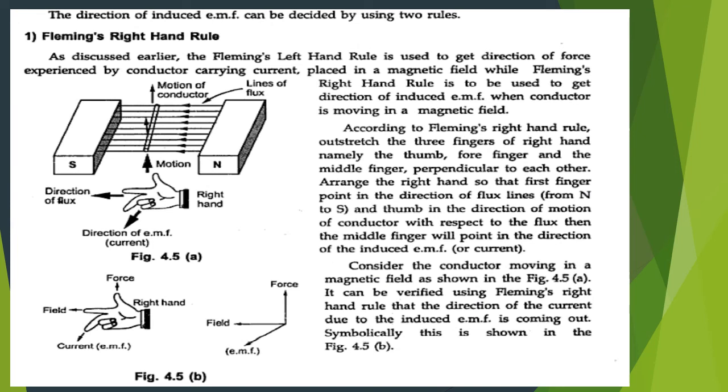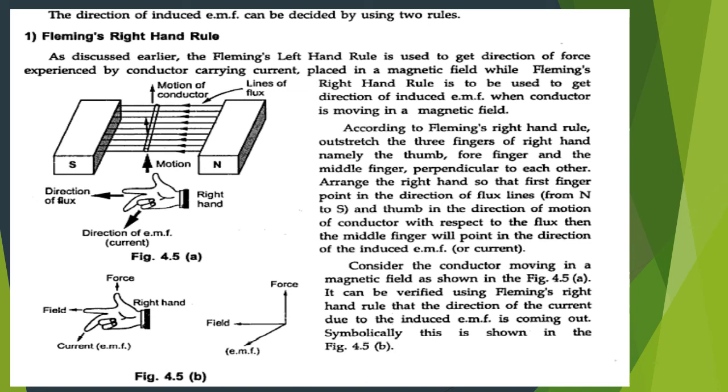After talking about the magnitude of induced EMF, now it's time to talk about its direction, which can be decided by using two rules. Number 1, Fleming's right hand rule, and number 2, Fleming's left hand rule. Fleming's left hand rule is used to get the direction of force experienced by a current-carrying conductor placed in a magnetic field, while Fleming's right hand rule is used to get the direction of induced EMF when a conductor is moving in a magnetic field. That's as clear as crystal.